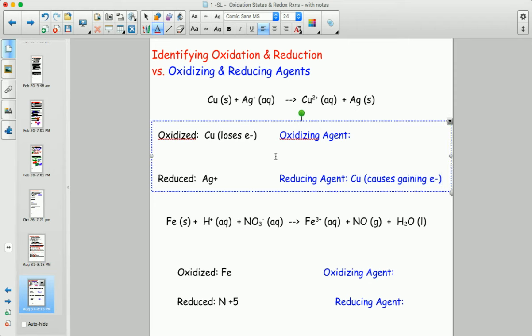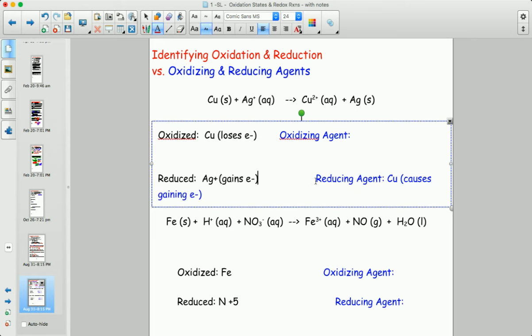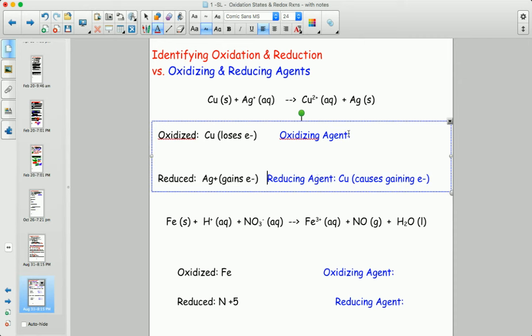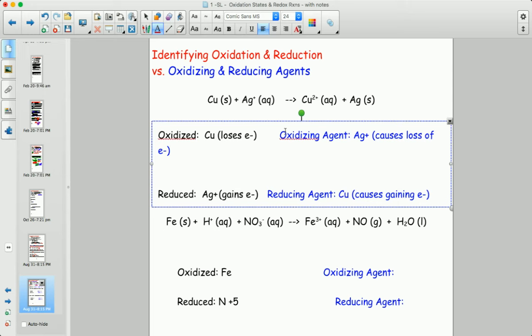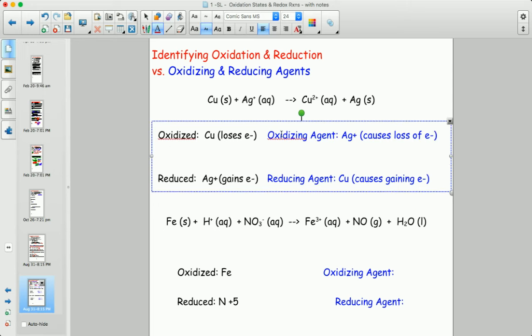So on the one hand, you could say copper has gotten oxidized, but you could also say that copper is acting as the reducing agent, the species that is causing something else to gain electrons, to get reduced. In the same way, Ag plus gets reduced, it gains electrons in the reaction. But if it gains, well, something else must have lost. That means it caused the loss of electrons. And if you cause the loss of electrons, you cause oxidation. And therefore, you can be called the oxidizing agent, the reactant that caused the oxidation.